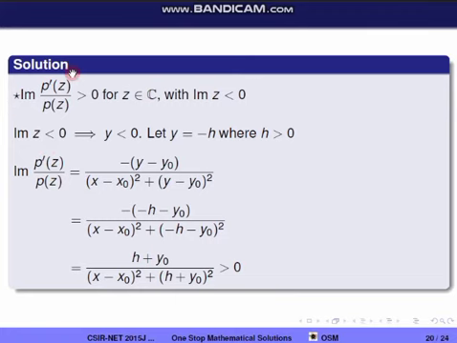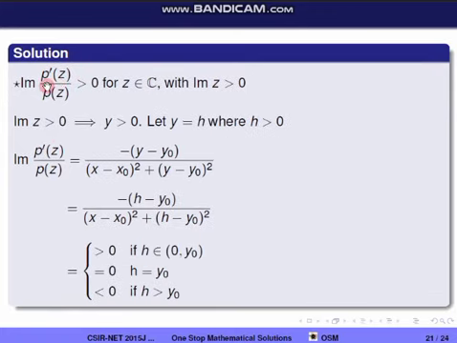Now we'll check the fourth option. Imaginary P dash of Z by P of Z is greater than 0 for Z belongs to Z with imaginary Z greater than 0. So we'll check that. Imaginary Z greater than 0 implies Y is greater than 0. So let me replace Y is equal to H, where H is greater than 0. In this imaginary P dash of Z by P of Z, we'll get like this. So this is equal to minus of (H minus Y naught) by ((X minus X naught) whole square plus (H minus Y naught) whole square).